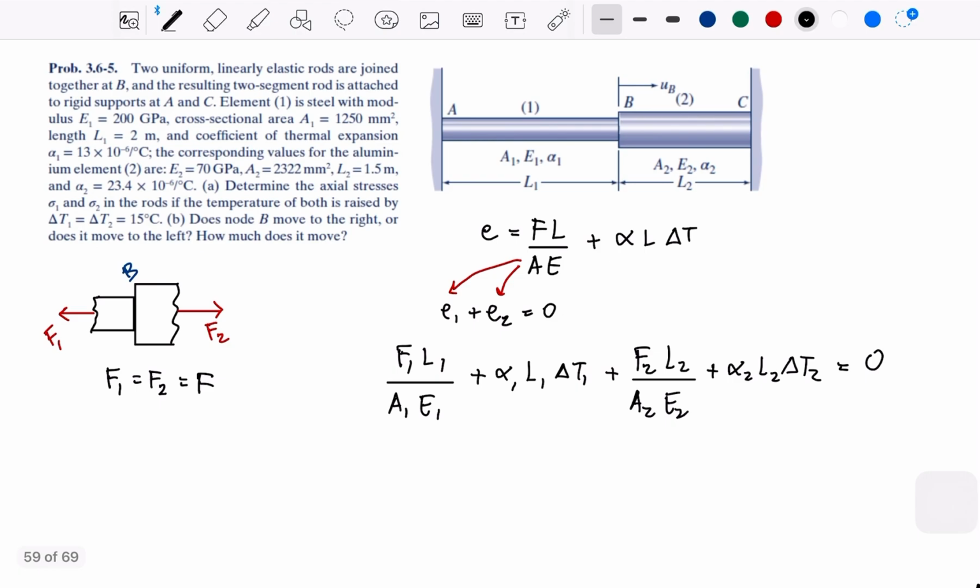Okay, let me write here: F1, L1 is 2 meter, A1 is 1/250 millimeter squared. Oh, I think we need to exchange to millimeter. So let me write 2000 millimeter. And then E1 is 200 GPa. Let me write in MPa, so Newton over millimeter squared.